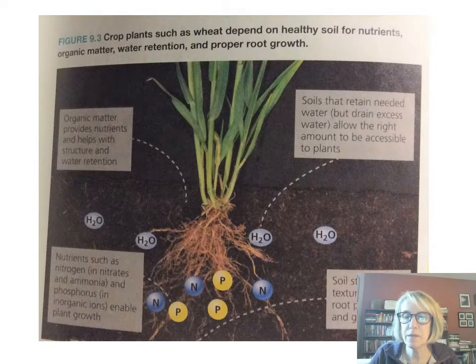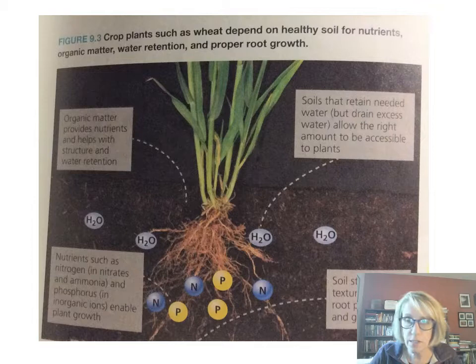Hi everybody. So in this video, I want to talk a little bit about soil characteristics. How can we describe different properties of soil, and how do those properties contribute to what we would think of as healthy soil or soil that's better for growing various plants? This is really important because in our next unit we're going to talk about agriculture, and a lot of that is going to hinge on how healthy or how degraded our soils are.